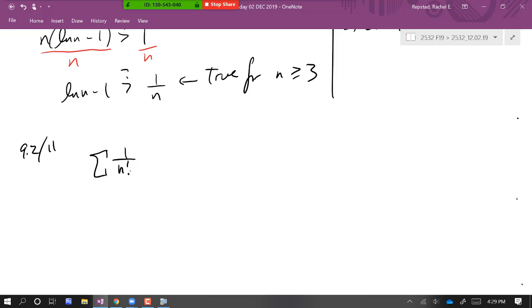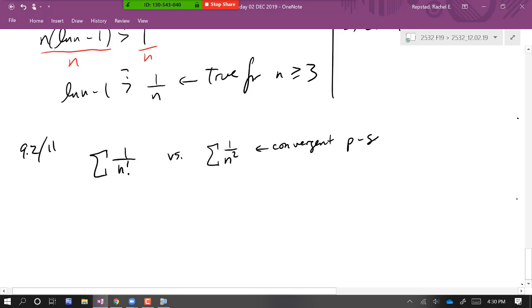If we're going to use the direct comparison test, factorial growth is crazy fast, so my gut tells me the same thing. If we can develop a gut sense of what this series does, that'll help us pick a series. I'm not going to pick 1 over n, because 1 over n diverges. What we could pick is something that converges, maybe 1 over n squared. Still a p-series, no work to show that it converges, just a convergent p-series, p bigger than 1.